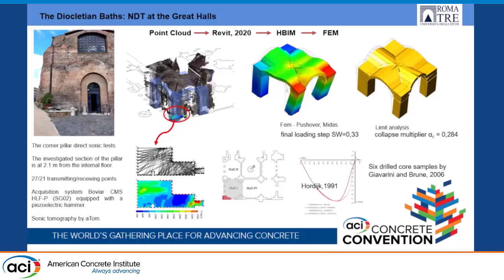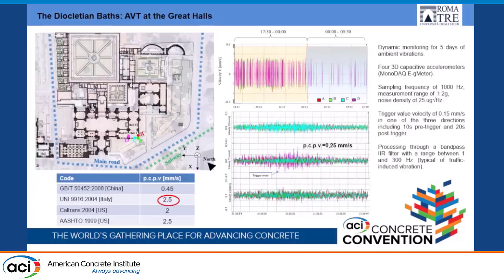Again, non-destructive tests point out a nonlinear model for the analysis, and then the traffic situation, which gives some peak velocity, even if in this case the subway doesn't seem to overpass the limit given by the codes.